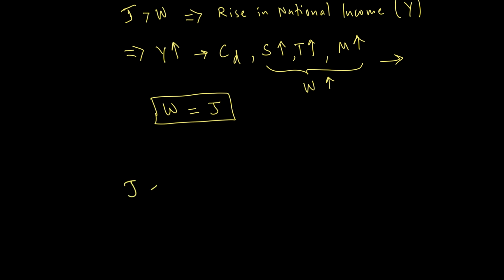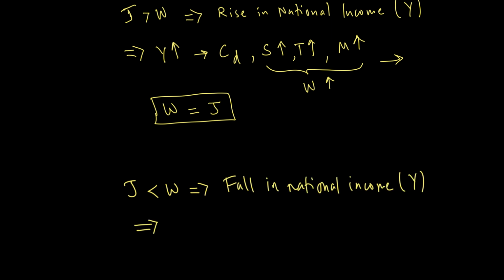Vice versa, let's say if J is less than W. If J is less than W, we argue that this will result in what we call a fall in national income. Why will there be a fall in national income? Well, because now more money is going out of the economy than coming into the economy. And this fall of national income will mean consumption on domestic goods will fall, but there will also be a fall in savings because people have less income now.